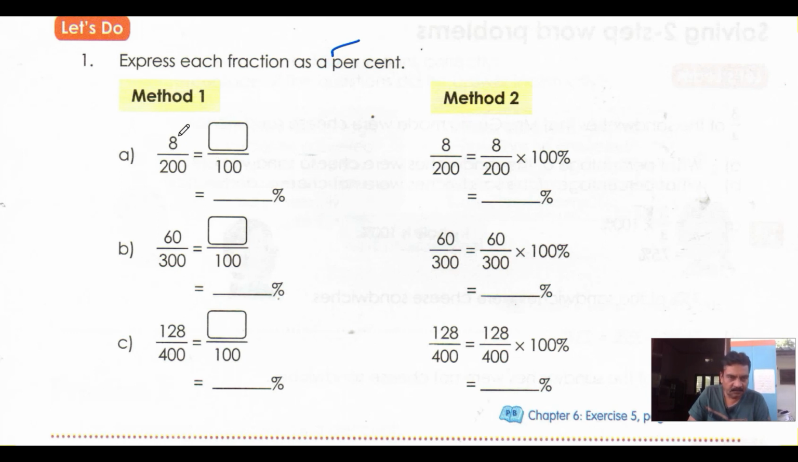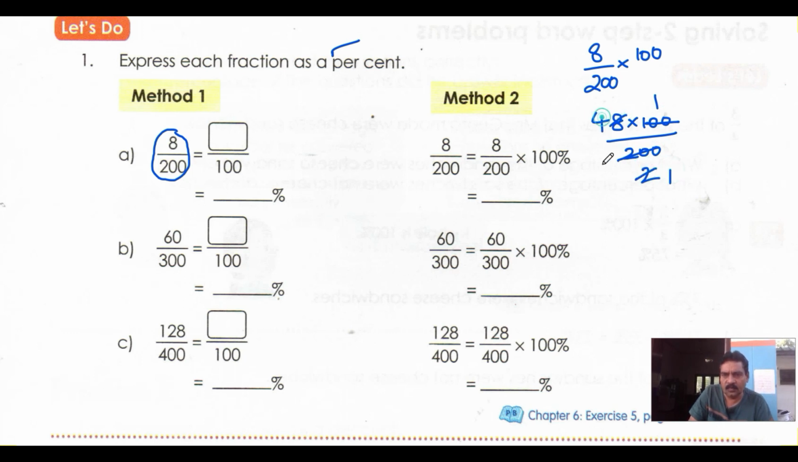Let's see here. Here given 8 by 200. So I'll do it here. You have to find out what percent it is. See here, you can find percent only when it is out of 100, right? But here it is out of 200. So simple, you have to multiply it with 100 as I told you. Then it becomes 8 into 100 by 200. So 100 1s are 100, 200 2s are 4 times 100 is 200. 2 1s are 2, 4 times. So 4 into 1 is 4. So this is your 4%.